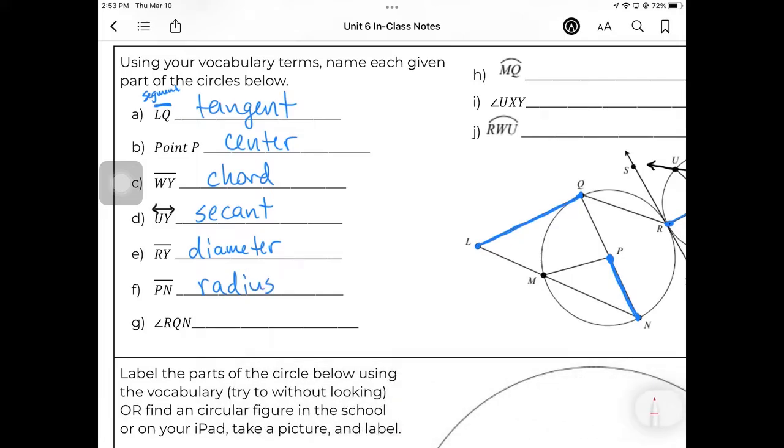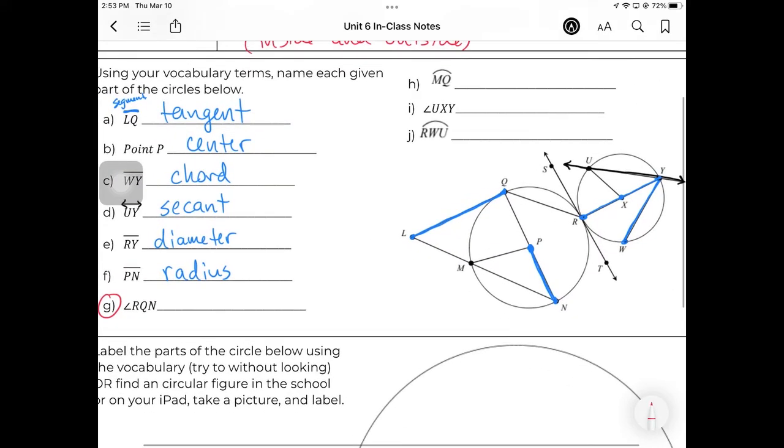Okay, for part G, this is a vocab term that we didn't actually write down, so I'm going to teach it to you as we do this. Angle RQN. We haven't talked about angles yet, but I'm going to trace this for you. Angle RQN.